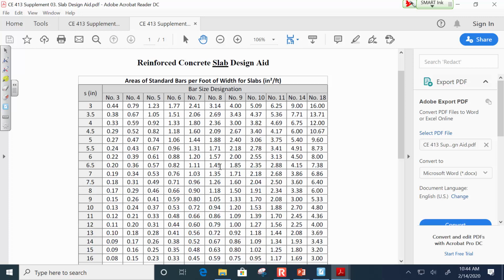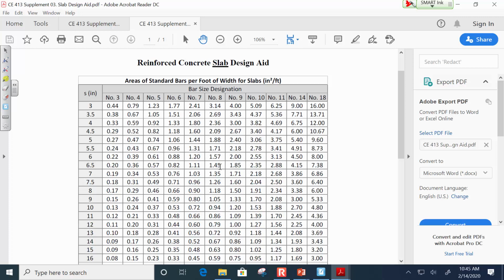So I want to look at this row right here. This row is when the spacing is at 12 inches. So when the spacing is at 12 inches, it's saying the area is 0.31. Imagine that I've got a slab and I put a number 5 every 12 inches. Any random 12-inch width is going to have 0.31 square inches. Does that make sense? Now, that's this row with 12.